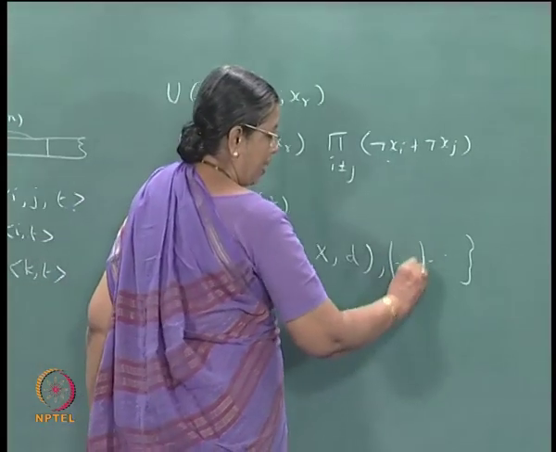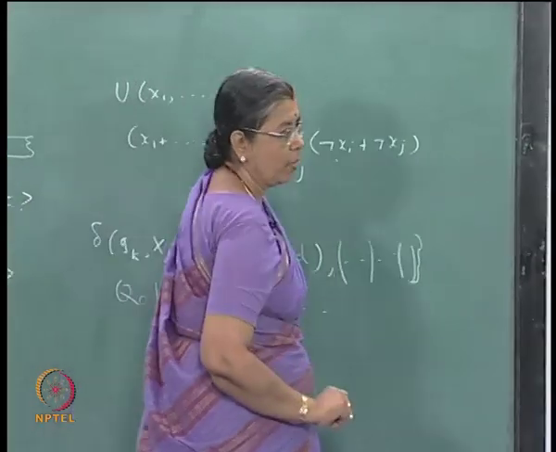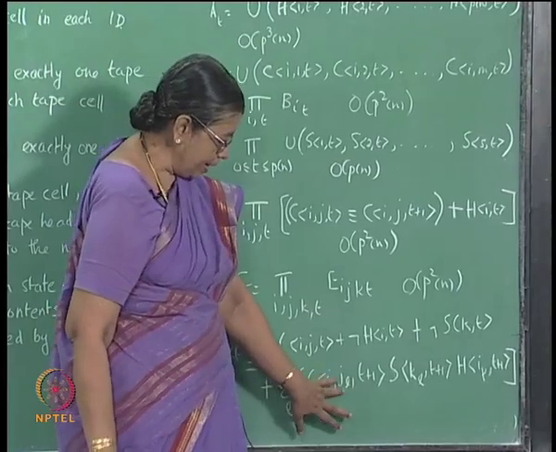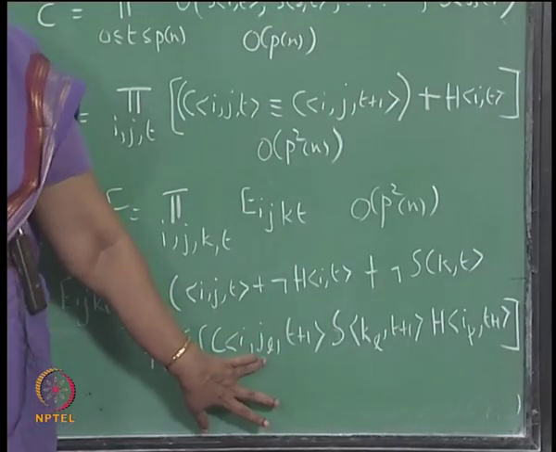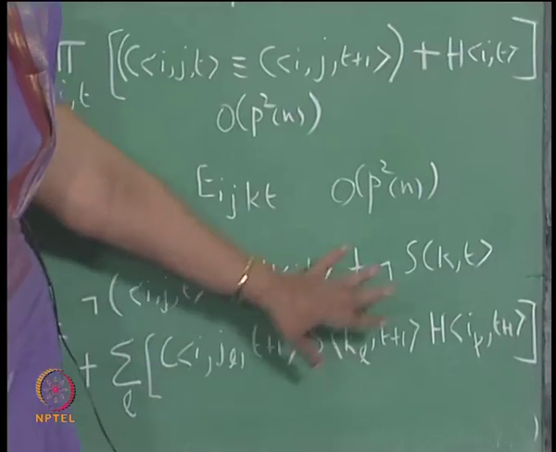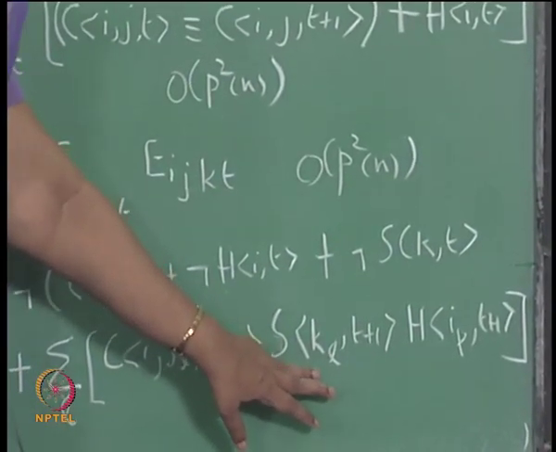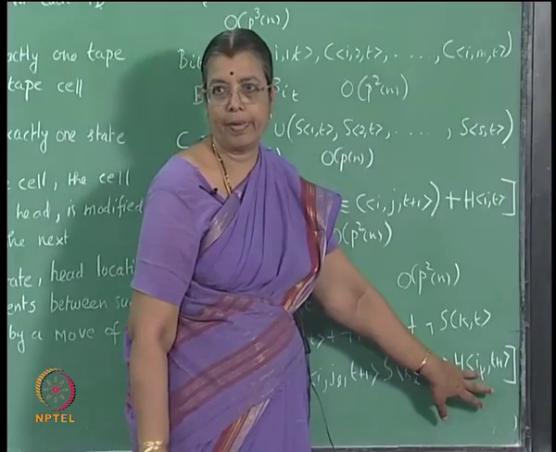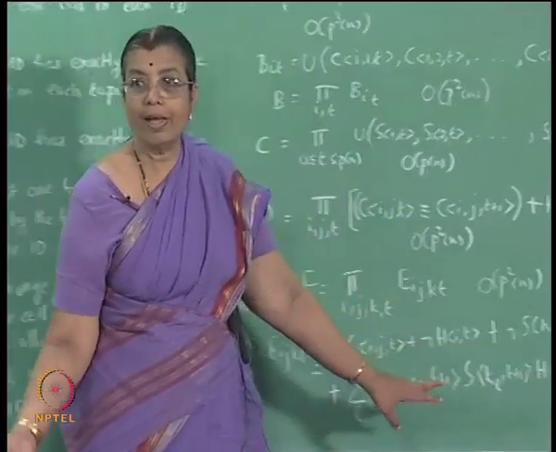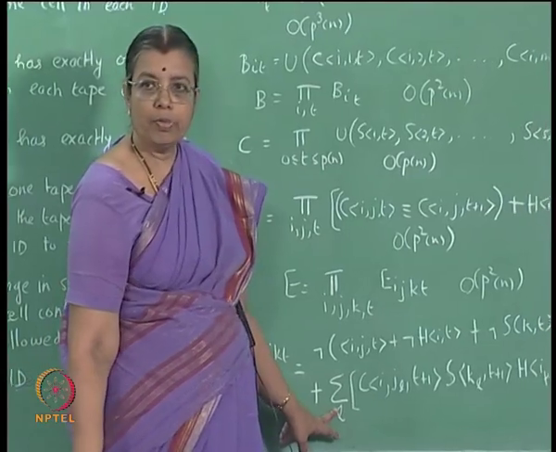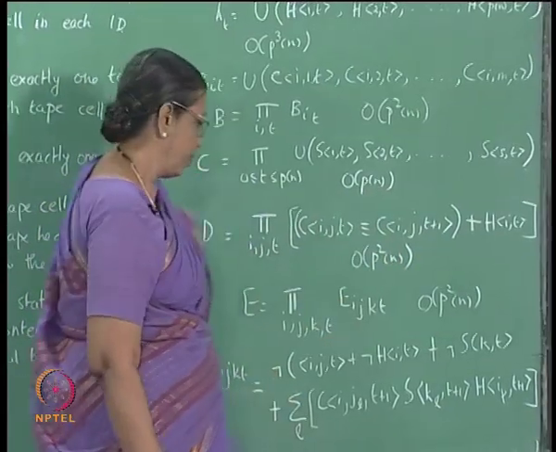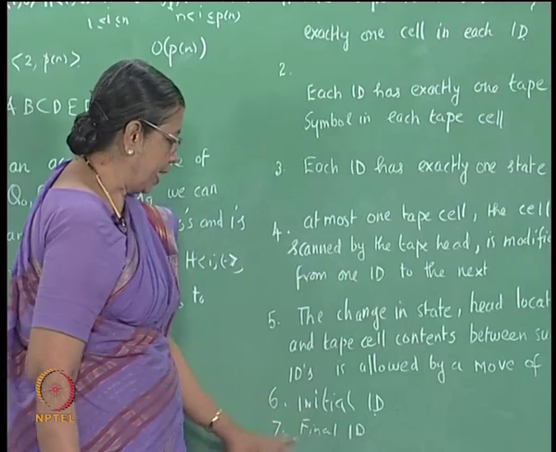There may be a finite number of choices. One of them, if you take q, x, d, that is given by this: the ith cell will contain the symbol specified by j_l, j_l is x, if we look into that. At time t plus 1, the state will change from k to k_l, some other state, and the head position will change to i minus 1 or i plus 1, depending upon whether the move is left or right. You have a finite number of choices of moves, that is why the sigma. Any one of them will be true. You choose one of them, so one of them will be true. Then you have to specify the initial ID and the final ID.